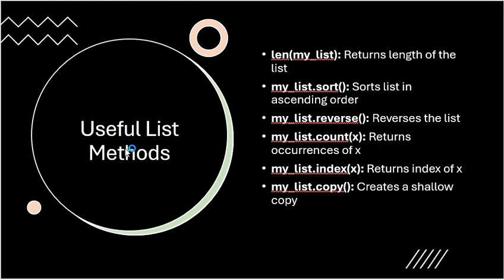There are other useful list methods also. For example, len, which returns the length of the list; dot sort, which sorts the list in ascending order; dot reverse, which reverses the list; count, which counts the occurrences of x in the list; index, which returns the index of the element x in the list; or dot copy, which creates a shallow copy. We'll talk about shallow copy in another video. Just understand that this creates another copy of the list.